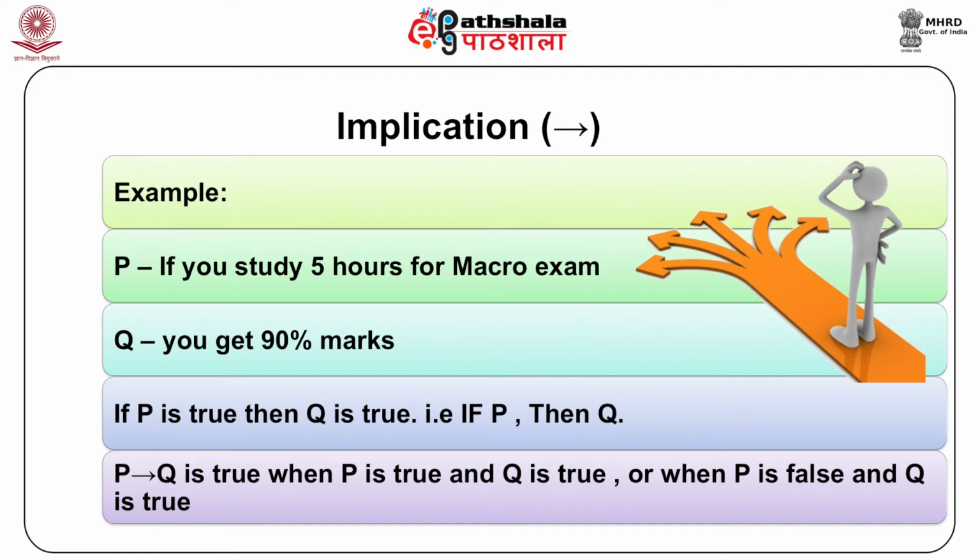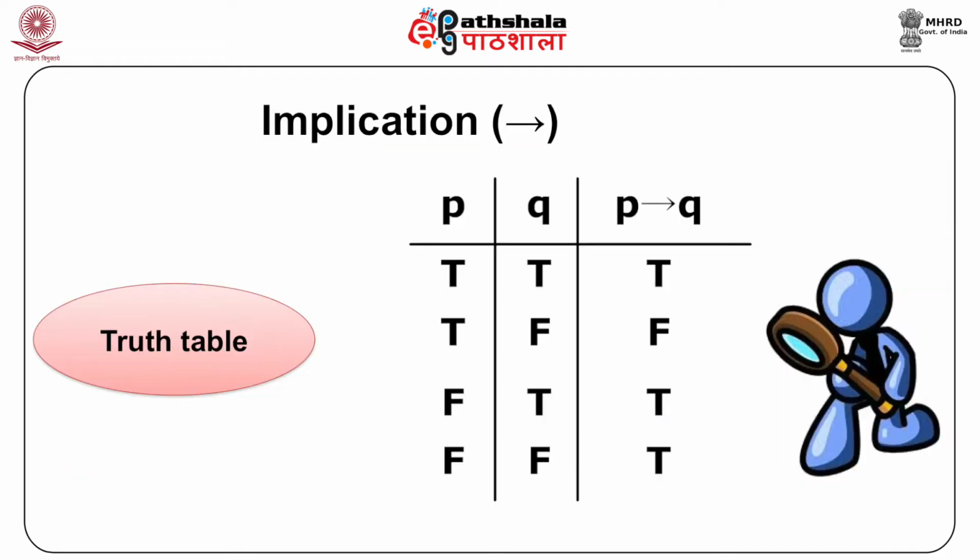Next, we will study implication operator. For example, P stands for you study 5 hours for the macro exam and Q stands for you get 90% marks. Now, if P is true, then Q is true. That is, if P then Q. Therefore, P implies Q is true when P is true and Q is true, or when P is false and Q is true. The truth table is as follows.